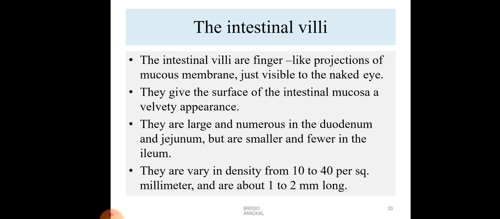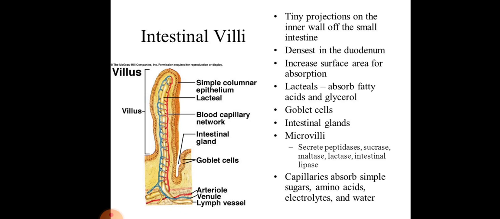Now the intestinal villi, another characteristic feature of the intestine. These are finger-like projections of the mucous membrane just visible to the naked eye. They give the surface of the intestinal mucosa a velvety appearance, and they are large and numerous in the duodenum and jejunum, but smaller in the ileum. They vary in density from 10 to 40 per square millimeter and are about 1 to 2 millimeters long. So this is the intestinal villi.